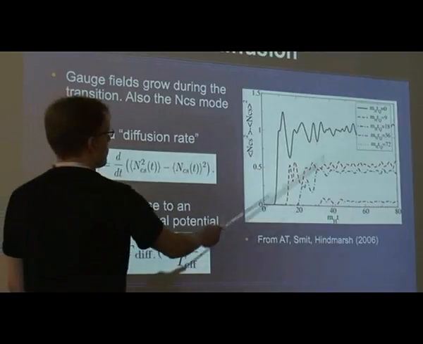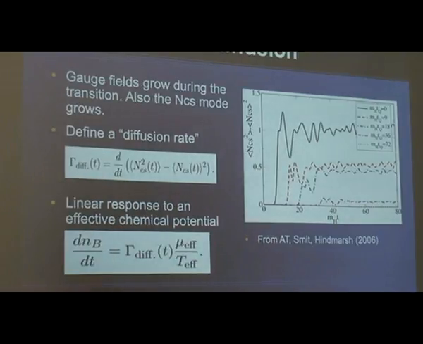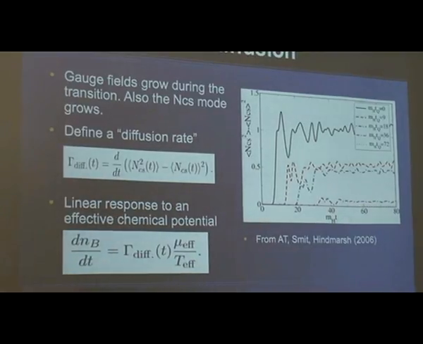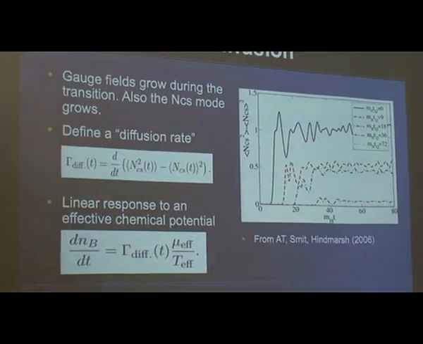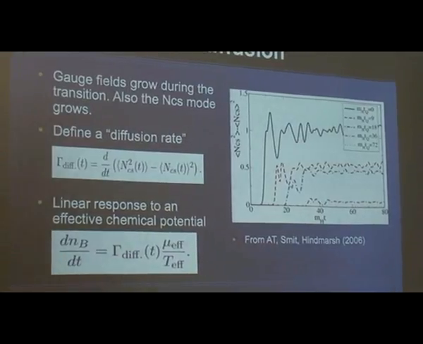This is for different speeds of the transition. I'll get back to that. Then you could try to do something like linear response to a chemical potential. If you had a chemical potential for Chern-Simons number, you would expect that the baryon number would change in time. You would have this diffusion term, and then this effective chemical potential divided by effective temperature, which I've also mentioned later. So if you want the baryon number, you integrate this over time. And if these are also time dependent, you just integrate over everything and see what you get.